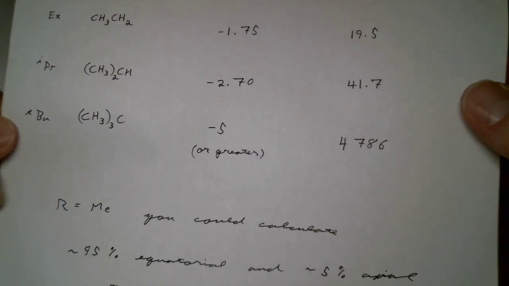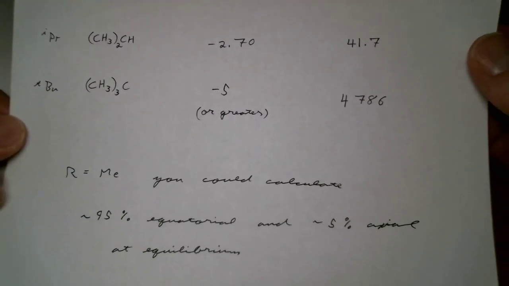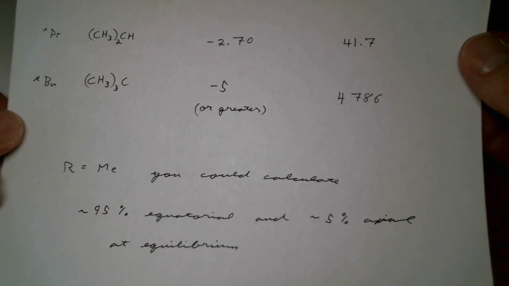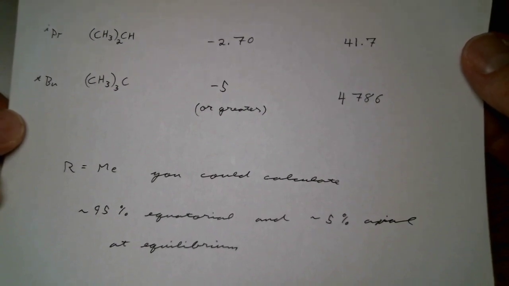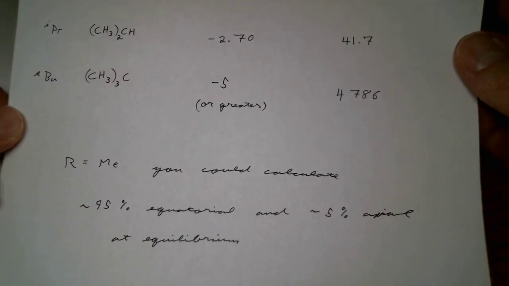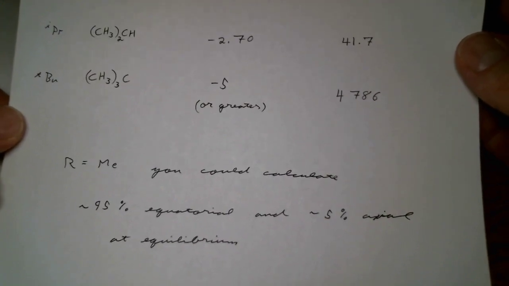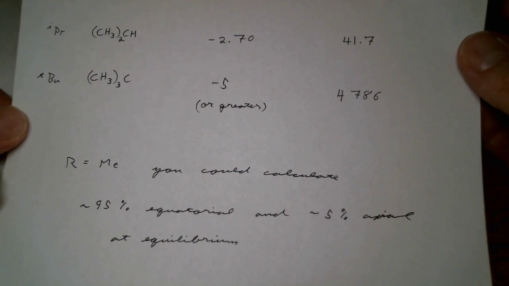So for R equals methyl, you could calculate that you have about 95% equatorial methyl cyclohexane chair conformers at equilibrium and about 5% axial. There's still interconversion between your chair conformers, but at equilibrium, 95% of them will be equatorial at a given time.